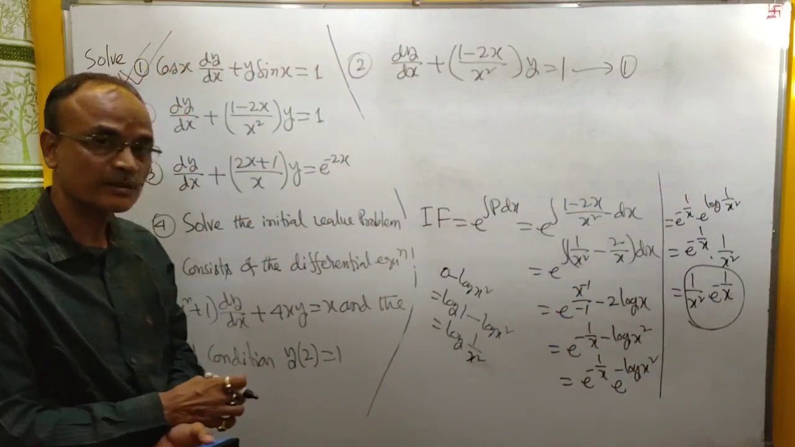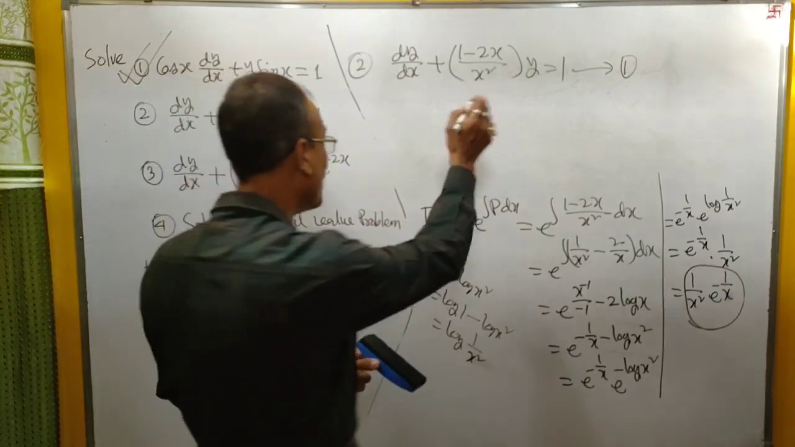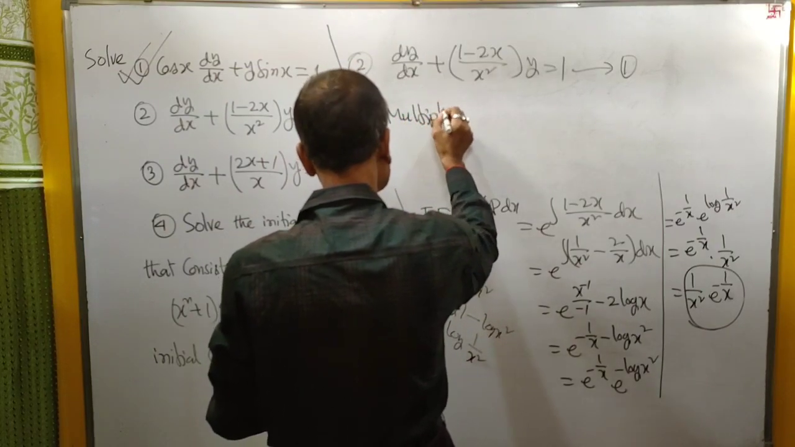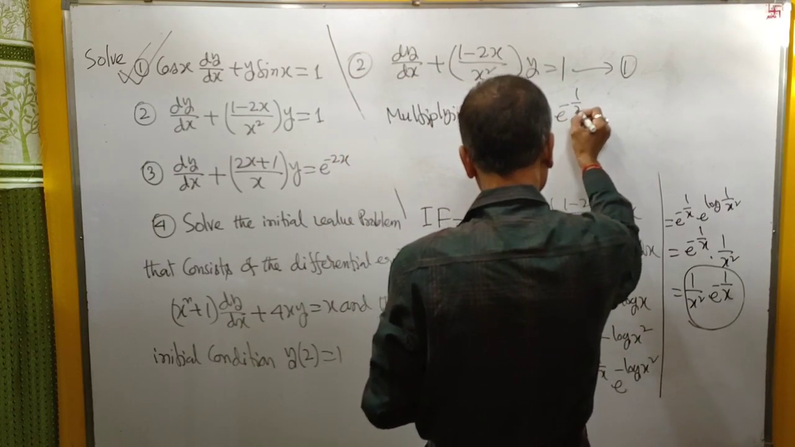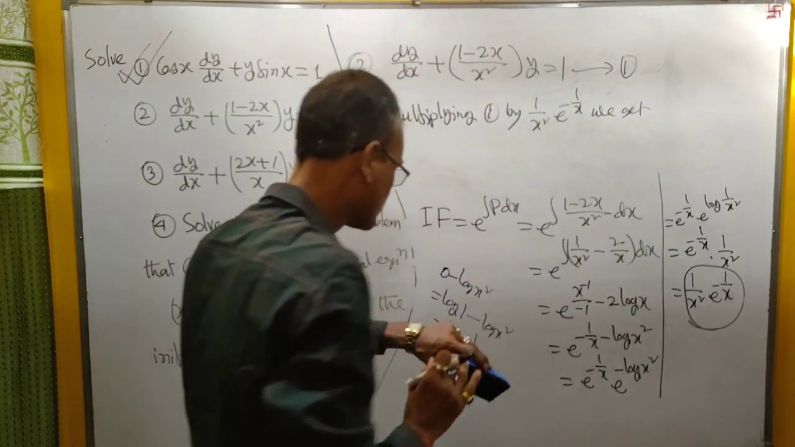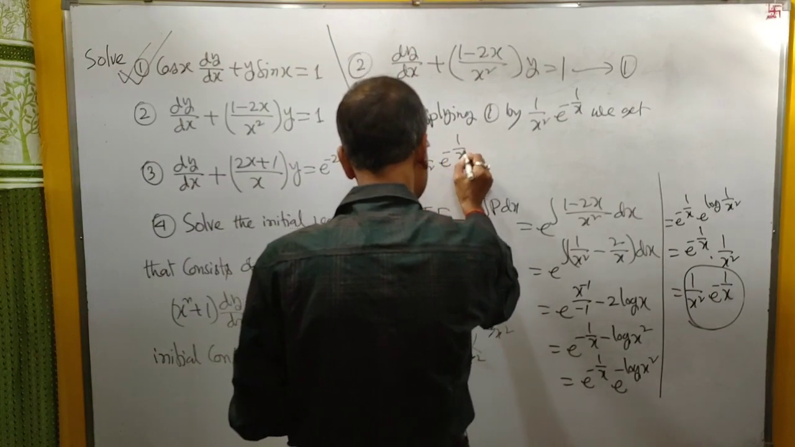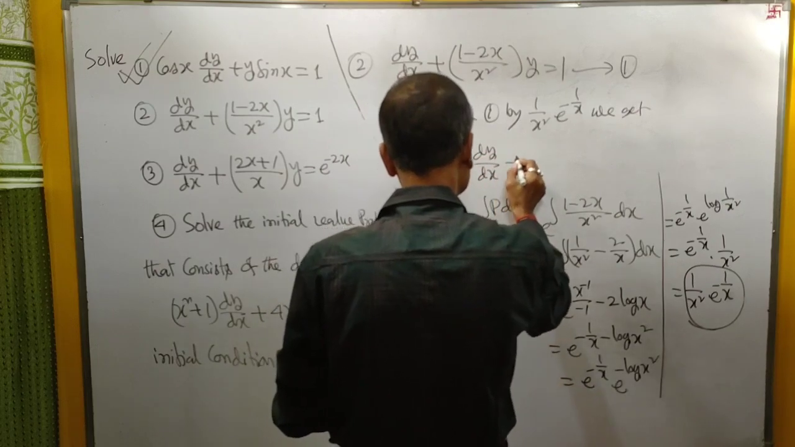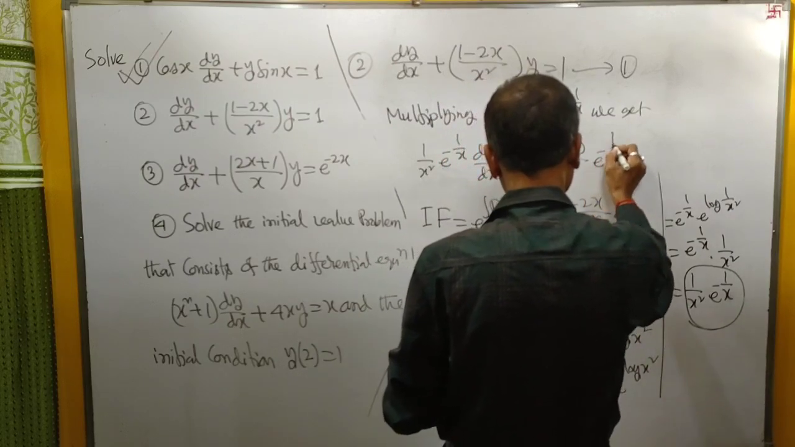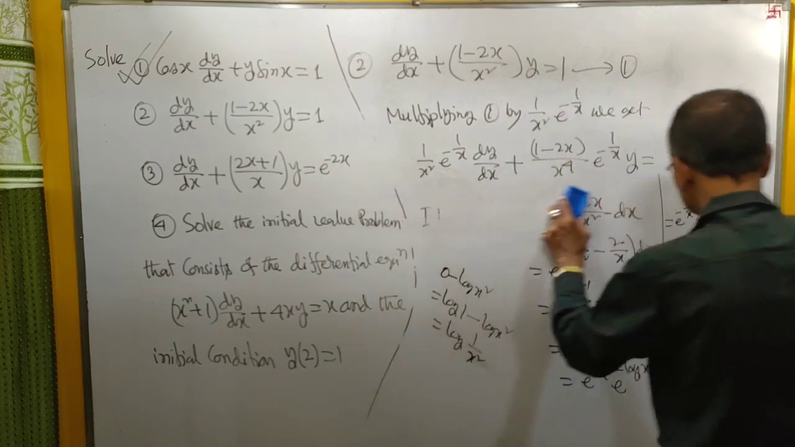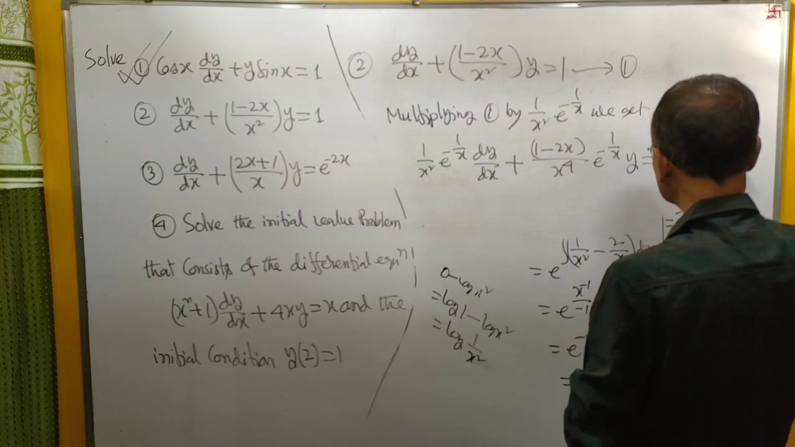(1/x²) e^(-1/x). Now multiply the equation by the integrating factor, which is (1/x²) e^(-1/x). We get (1/x²) e^(-1/x) dy/dx + (1 - 2x)/x⁴ e^(-1/x) y = (1/x²) e^(-1/x), since the right side is 1 times the integrating factor.